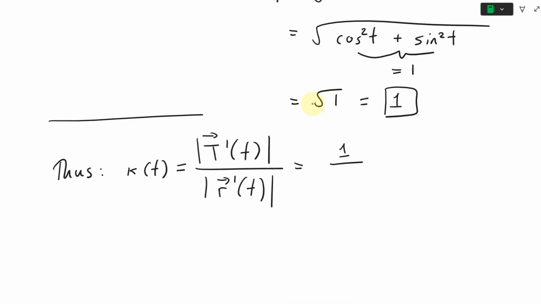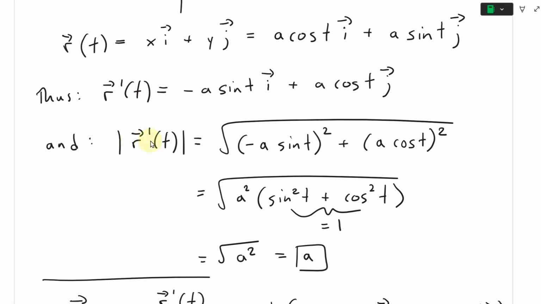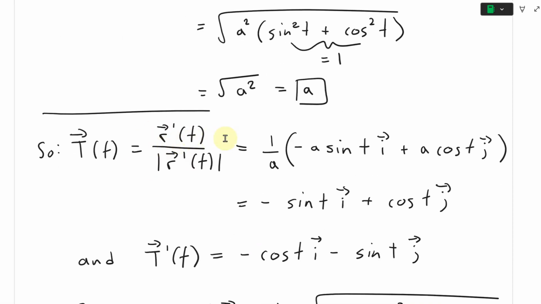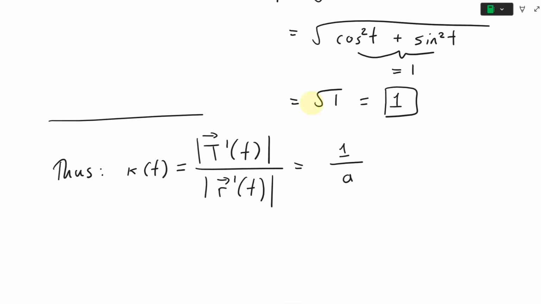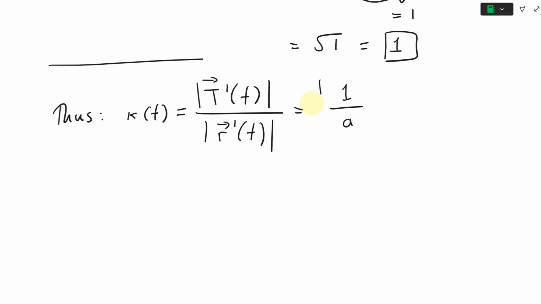The bottom equals a. So this is the bottom, the magnitude of the derivative of the vector function in terms of t, so a, so 1 over a. So there it is. We proved that the curvature of a circle is 1 divided by its own radius. So fascinating stuff there. As a gets bigger, the curvature decreases. As a gets smaller, curvature increases, as expected.